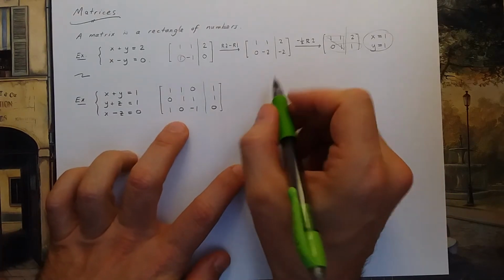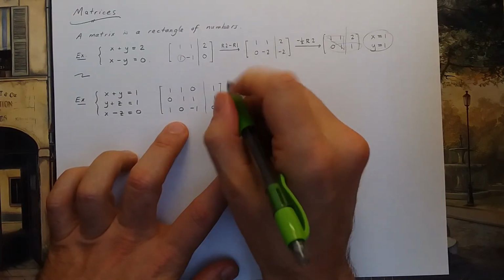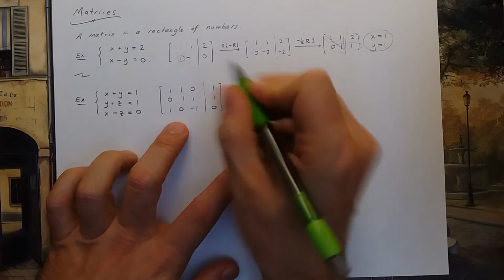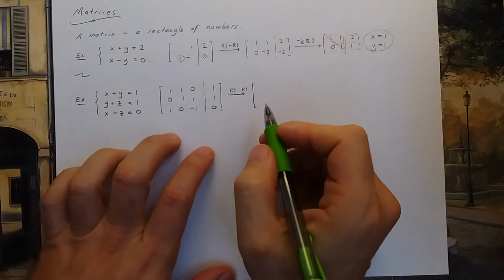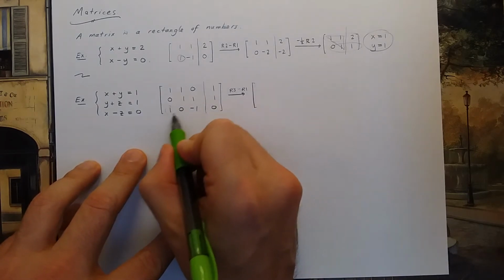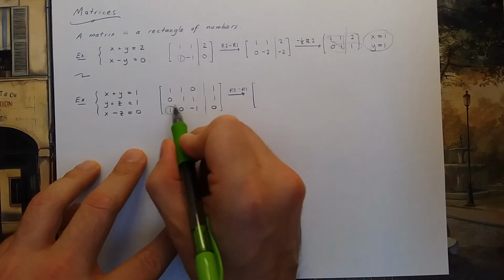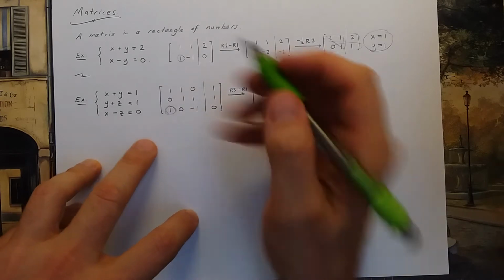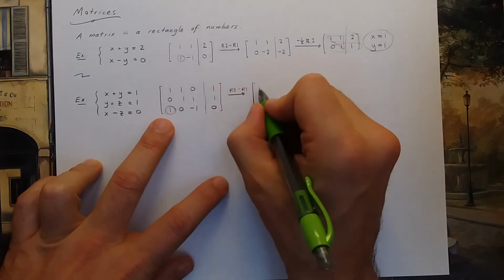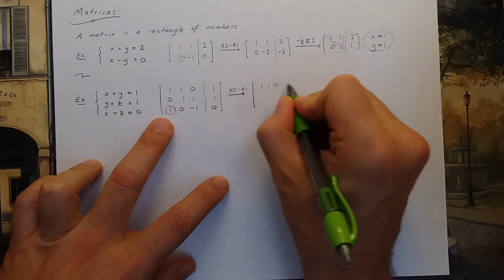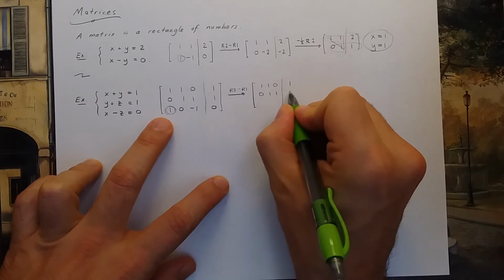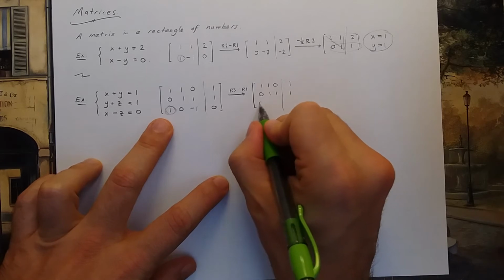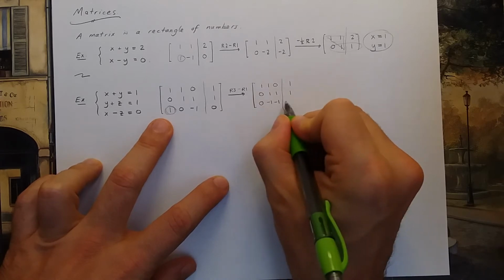So I could do row operations. Let's try it. So I could do row 3 minus row 1. The reason I picked that is because I'd like a triangular system. I'd like this entry here to be 0. So I'm going to start there and subtract off row 1, keeping row 1 the same, keeping row 2 the same, but changing row 3 to 0, negative 1, negative 1, negative 1.